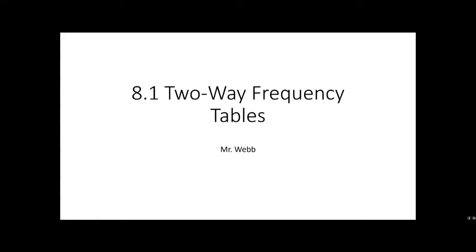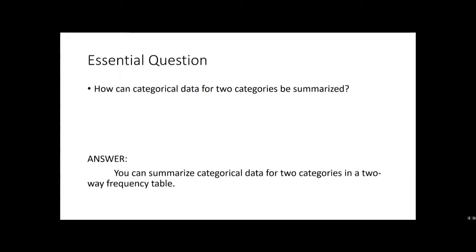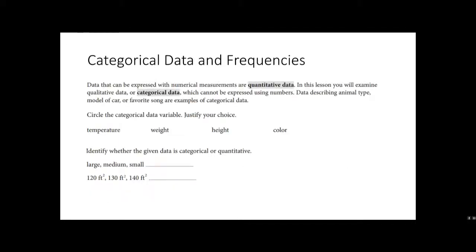Hey guys, this is from Module 8.1, two-way frequency tables. Our essential question is how can categorical data for two categories be summarized? Our short answer is you can summarize categorical data for two categories in a two-way frequency table. And we'll get to those eventually.